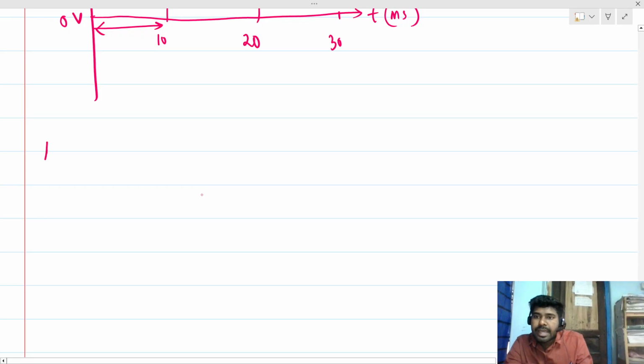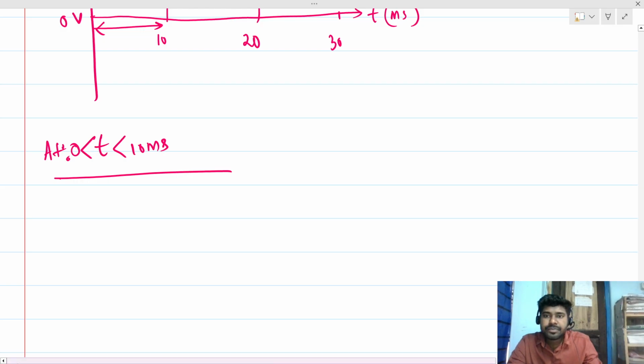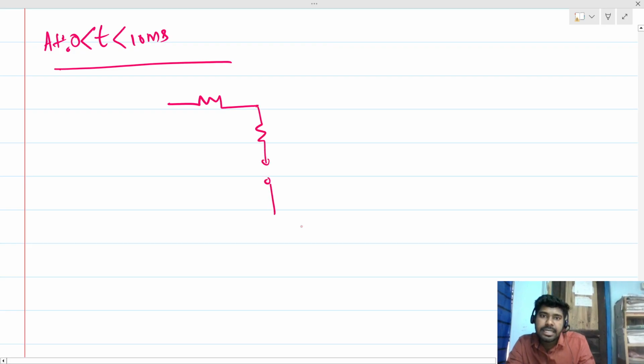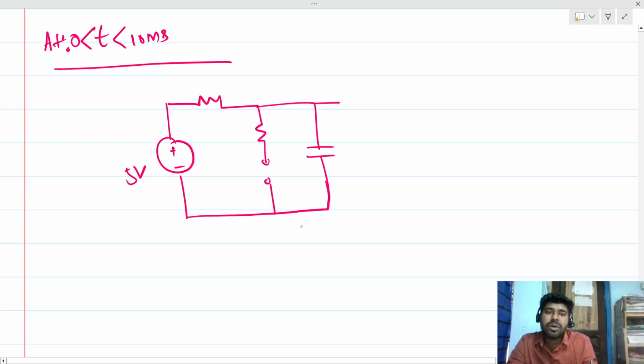At t equals 0 to 10 milliseconds, the picture will look like this. Let me draw. Here is a resistance, this is open circuited, and here is a capacitor, and here we have the 5 volt source. Now this becomes a normal RC circuit, an RC low pass filter.